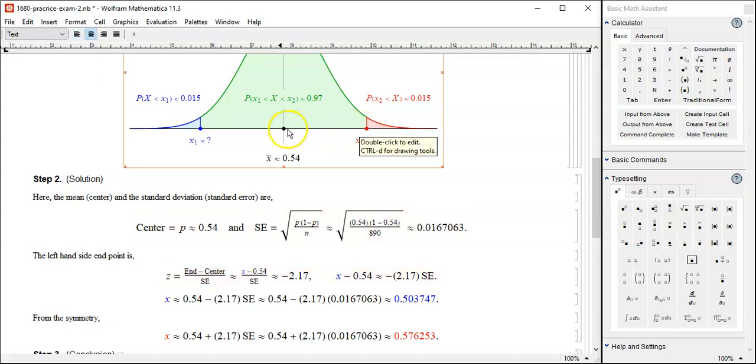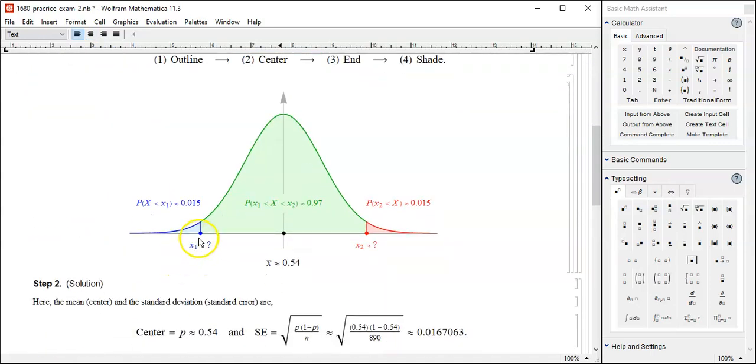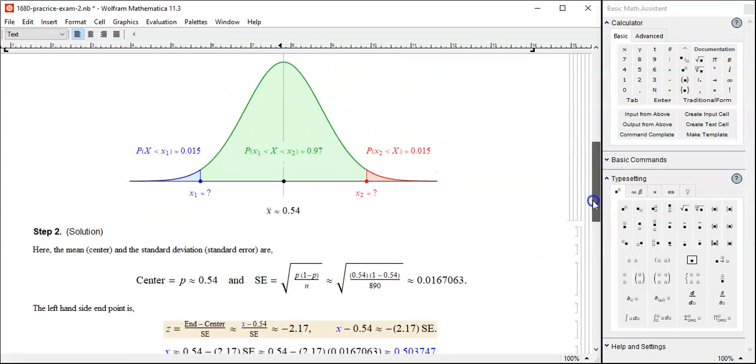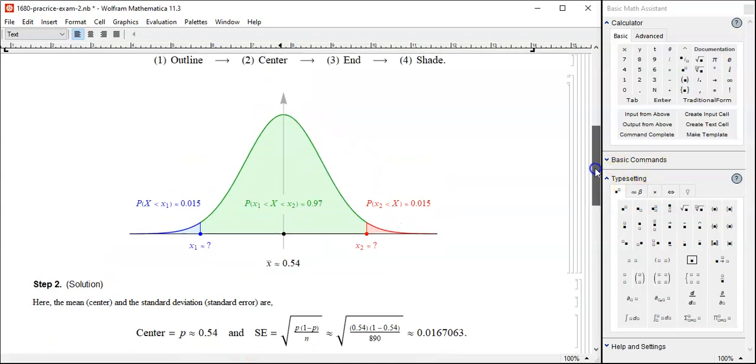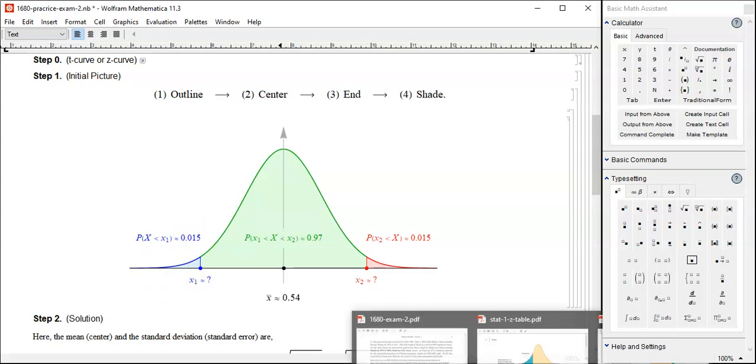So x minus center over SE. Oh, by the way, this is a normal z-curve, so I generally prefer to do it from the left. X minus center over SE. I could do it from the right, just like the t-curve, but I like to do it from the left. Now, what is the z-score associated to 97% in the middle? In other words, 1.5% here, 0.015.